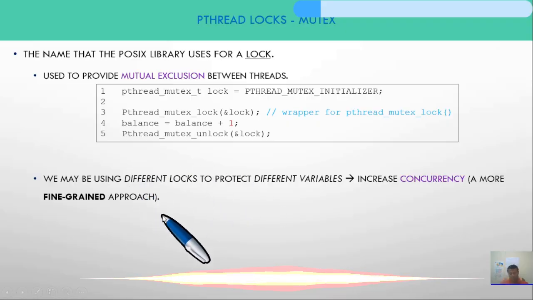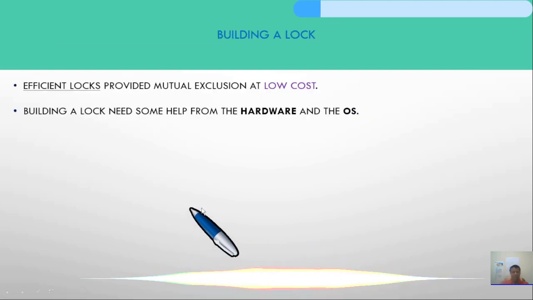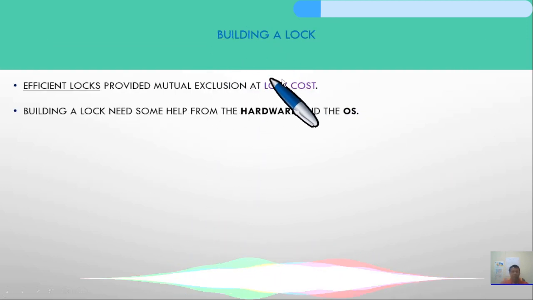We may be using different locks to protect different variables, for example, to increase concurrency with a more fine-grained approach. This is the idea. So let's see how to build a lock then.